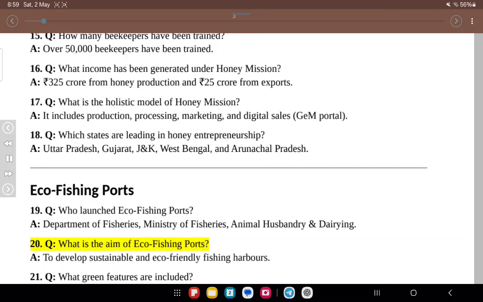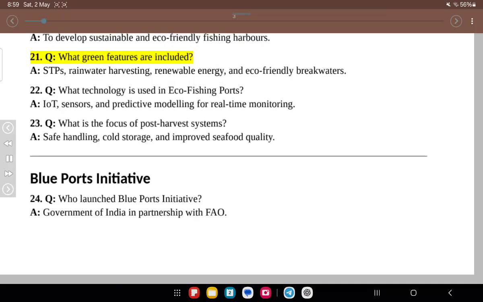20. Q. What is the aim of eco-fishing ports? A. To develop sustainable and eco-friendly fishing harbors. 21. Q. What green features are included? A. STPs, rainwater harvesting, renewable energy, and eco-friendly breakwaters.